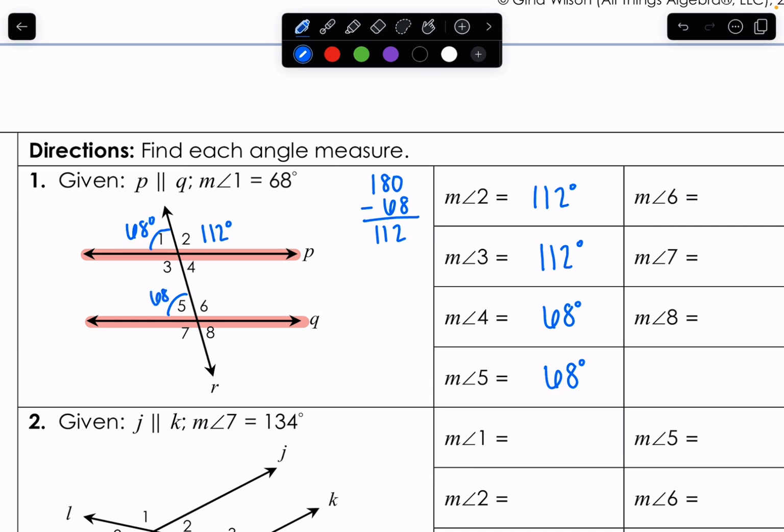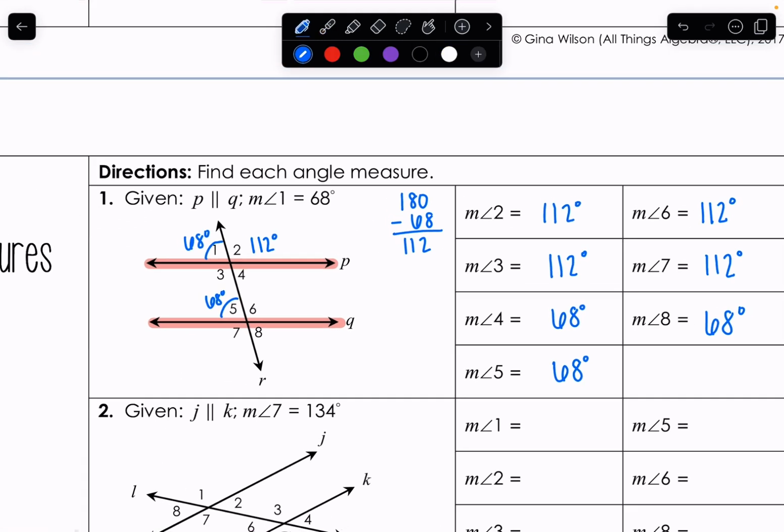Since I know that angle 5 is 68 degrees, I can use what I knew before. 5 and 6 are on the same straight line, so straight lines equal 180. When I subtract, angle 6 is going to be 112 degrees. Then angle 5 is vertical to angle 8, so they're going to be the same. They're congruent, so angle 8 is going to be 68 degrees. And the last angle asked about here is angle 7. Again, we have another straight line here, so 180 minus the 68 gives me 112 degrees.